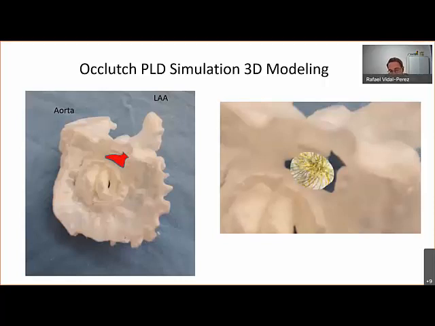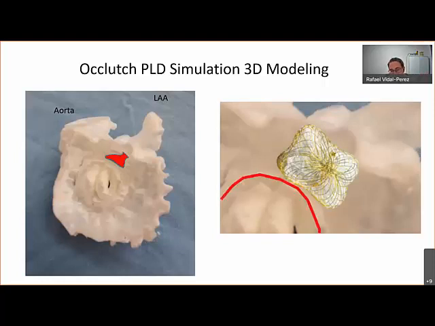Then you can think of the different devices that we have in the market to try what could enter here. That's one point, maybe a bigger one. It depends. So you also have to take into account if you can have interference with the valves. So you have to take the right size of device. And also it's important the relations of the leak with the aorta and the left atrial appendage.